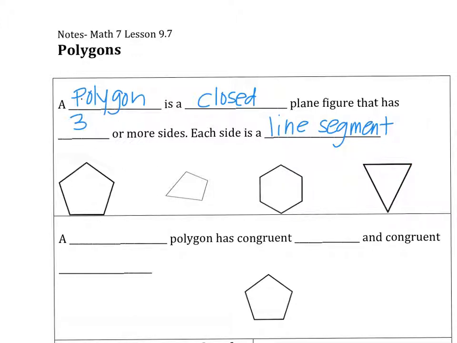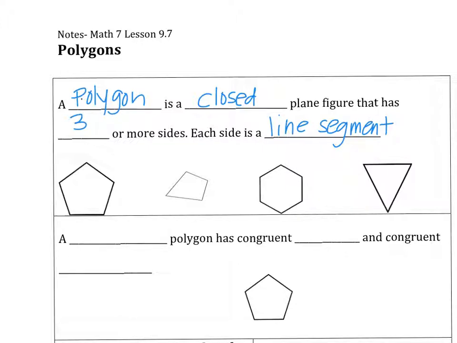So for example, something that maybe looks like, let's see, like this is not a polygon because, first of all, that's not a straight line, but it's also open. So right here, it's open, and so it's not a polygon. So all of these are polygons except for this one, so we're going to get rid of that. Okay, let's go down below here.